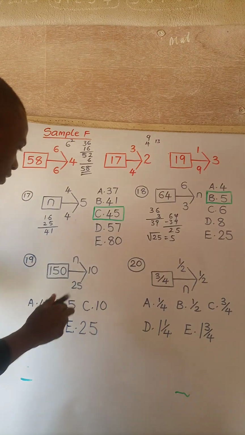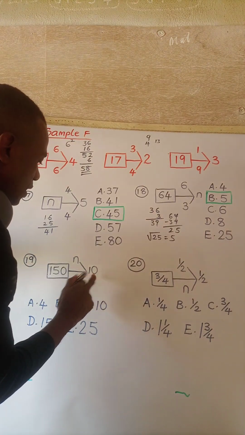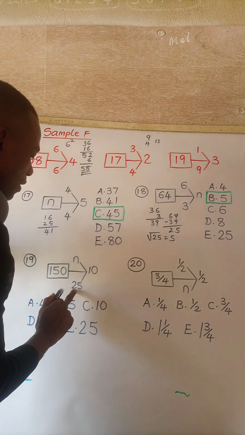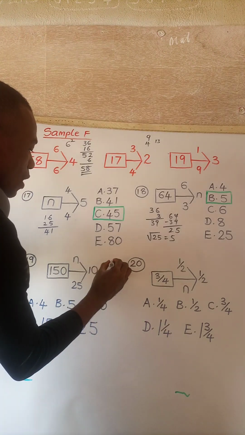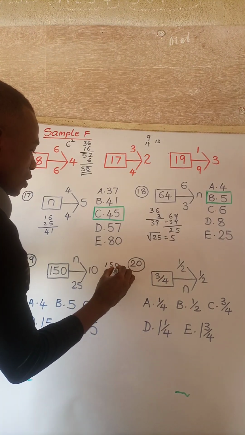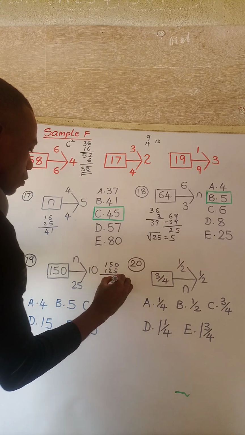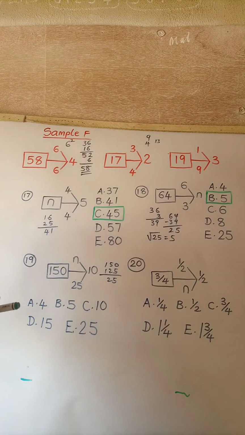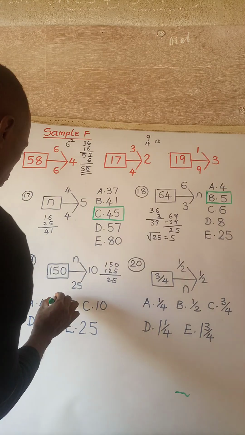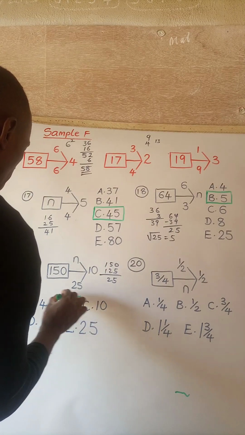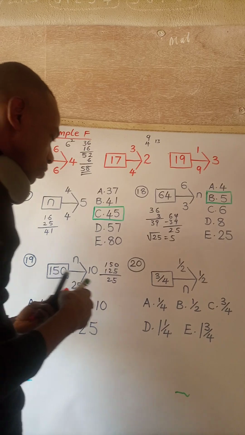We move to question number 19. In question number 19, we will do 10 times 10 will give us 100. 100 plus 25 will give us 125. 150 minus 125 will give us what? 25. Now, we now look for square root of 25. And square root of 25 will give us what? It will give us 5. We move to the question number 20.